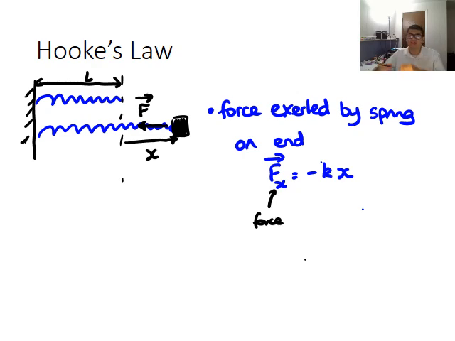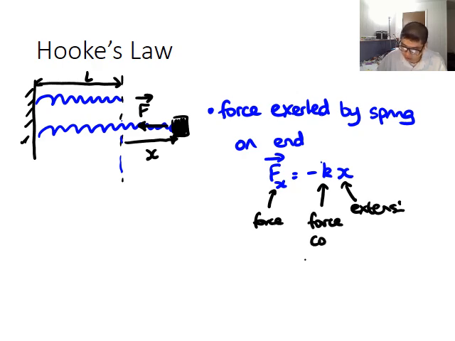Minus here is because, of course, it's pulling in the opposite direction to which the extension is occurring. X here is the extension. So we have to be careful. It's not the total length of the spring, but it's the difference between the length of the unextended spring and the extended spring. And over here, k is the force constant in newtons per meter.